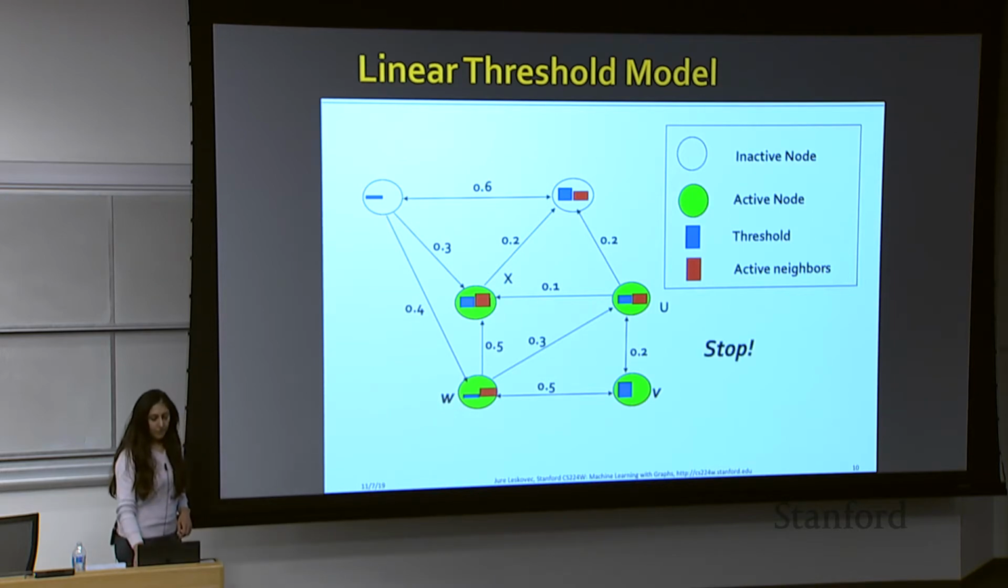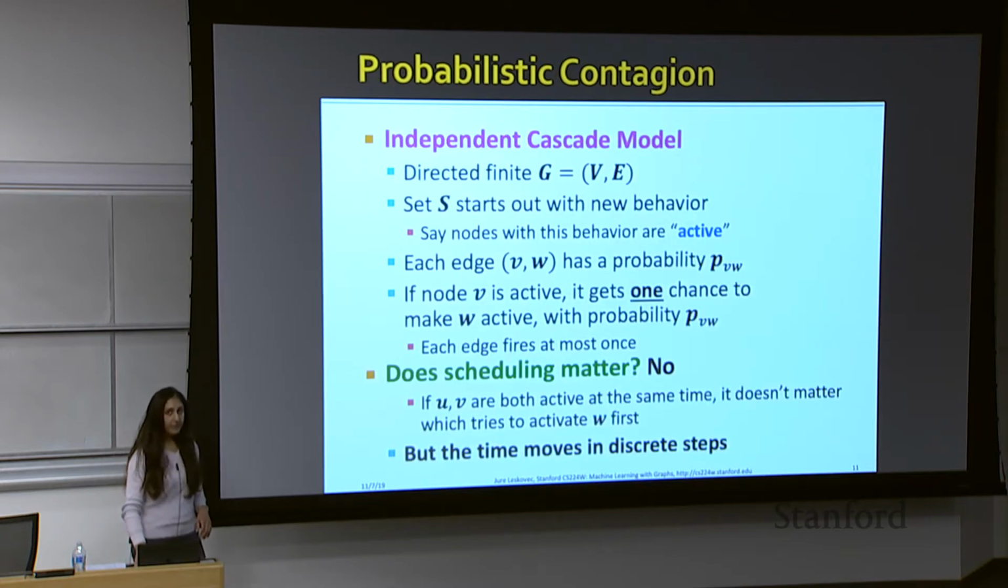The next model is the independent cascade model. This model is the one that we are going to talk about in the rest of this lecture, so you might want to pay a bit more attention to it. This one is a probabilistic model. Linear threshold was deterministic, so the weight of every edge was fixed. Independent cascade is a probabilistic model.